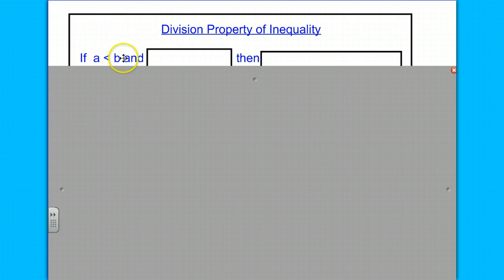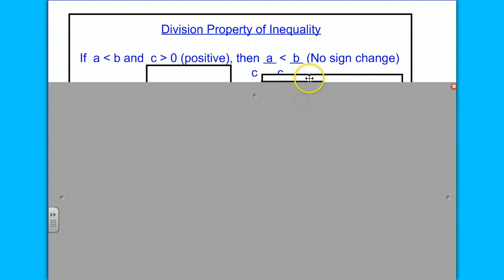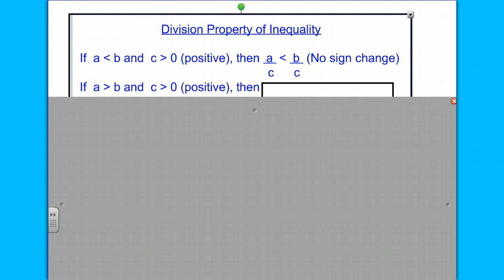Okay? So if A is less than B and we are dividing both sides by a positive number, then who can finish the rule? Sophia. Good. A over C is less than B over C. And the C's should be shifted over a little bit. Okay, and then a similar statement can be made for a greater than.